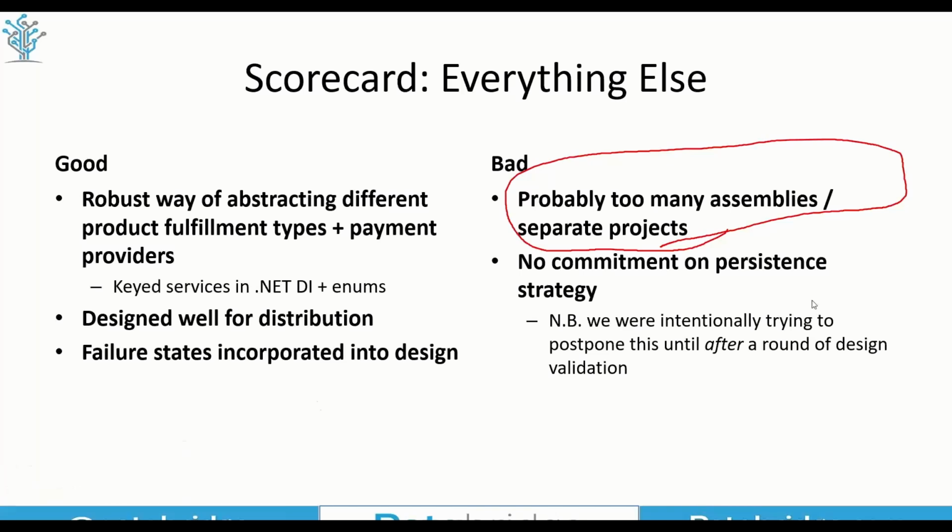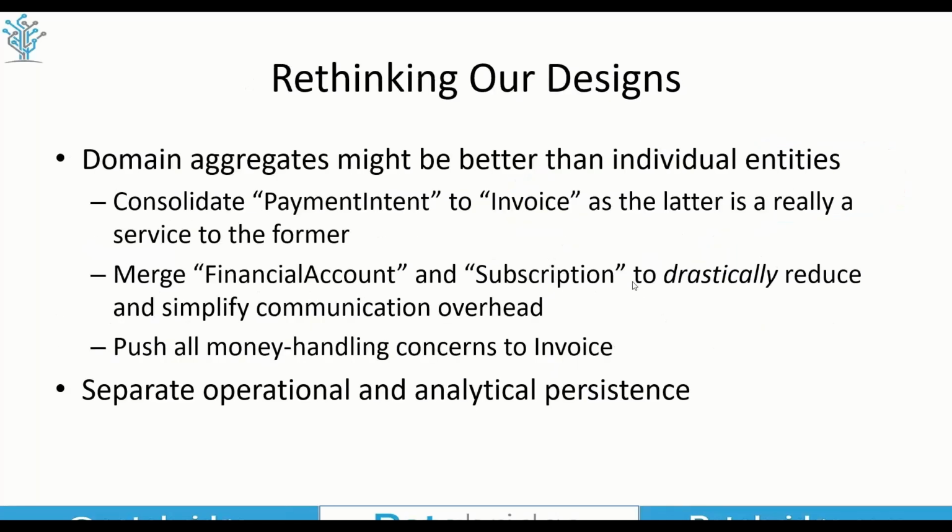I also made kind of a bullet point here saying the reason why we didn't do that is because we were trying to validate how things should be organized, which is upstream of the question of how do things need to be persisted. So we were intentionally trying to hold off on that. So if we want to rethink our design, here's a couple of big takeaways.